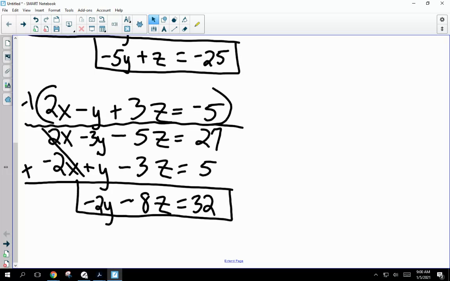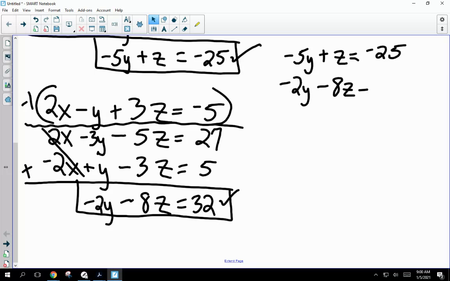I have this equation with two variables and this equation with two variables. Now I'm going to combine those two to eliminate another variable. So this is where we have a lot more work coming, so don't get frustrated. I'll write these down on top of each other so I can see them better. -5y plus z equals negative 25. And I also have negative 2y minus 8z equals 32. And this is why I need to look at the two variables and see which ones line up. None of them line up, so I can't subtract them or add them. So I'm really upset about that.